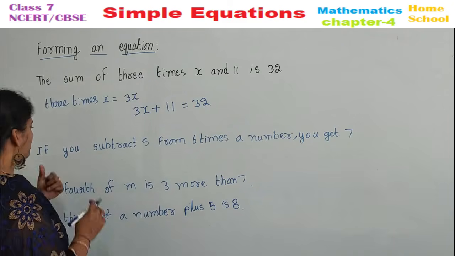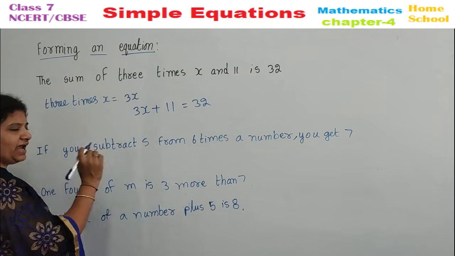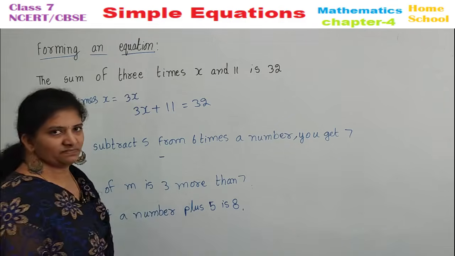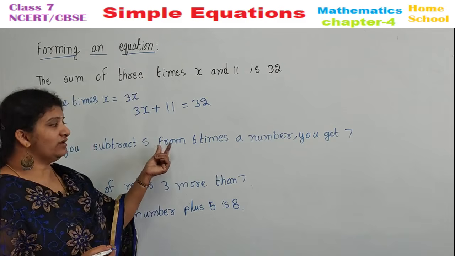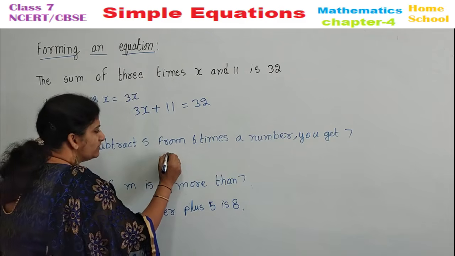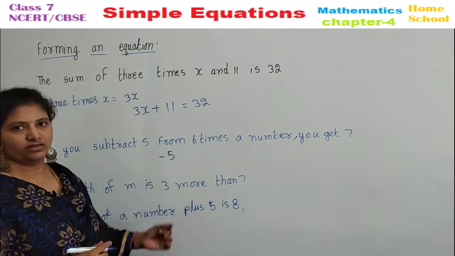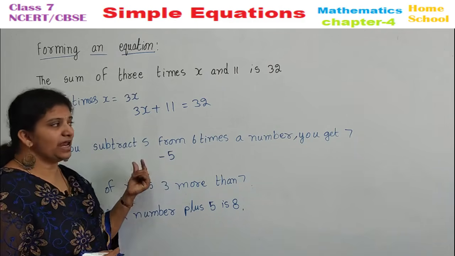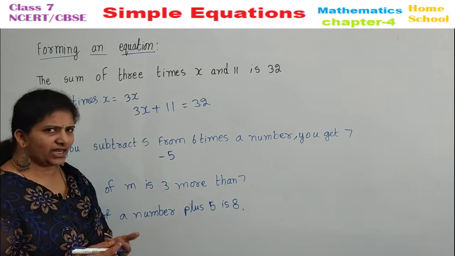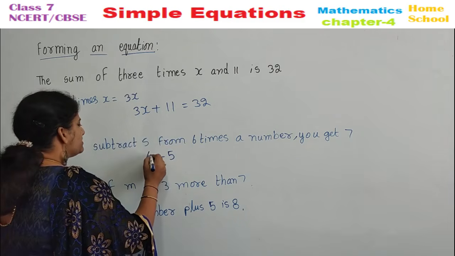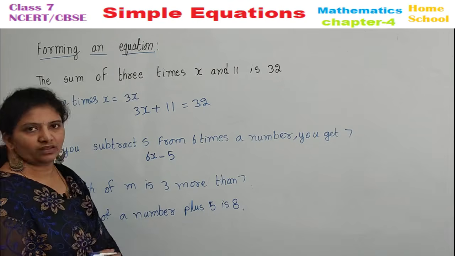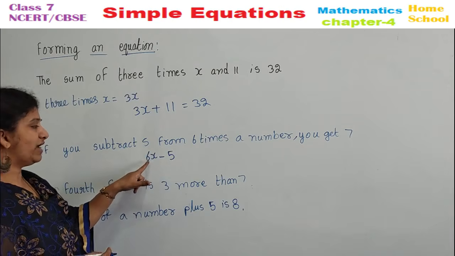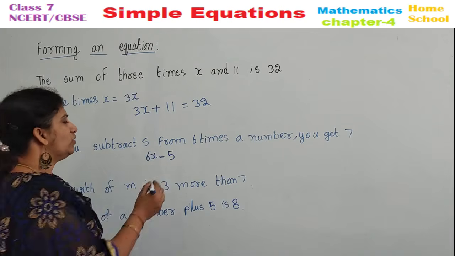See the second one. Subtract means minus. Subtract 5 from means you should write here 5. Subtract 5 from 6 times a number. Which number you take? Any number you take. 6 times x you take. If you subtract 5 from 6 times a number, you get 7.